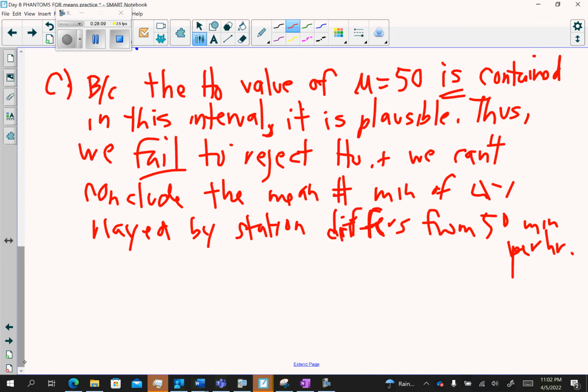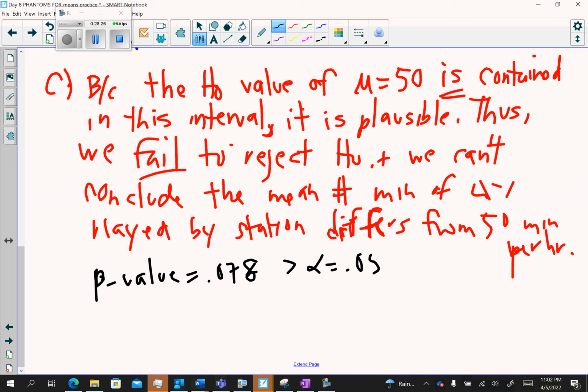So again, because that's not less than 0.05, and that's greater than alpha equals 0.05, it means fail to reject the null, which is what I said above here, fail to reject the null.